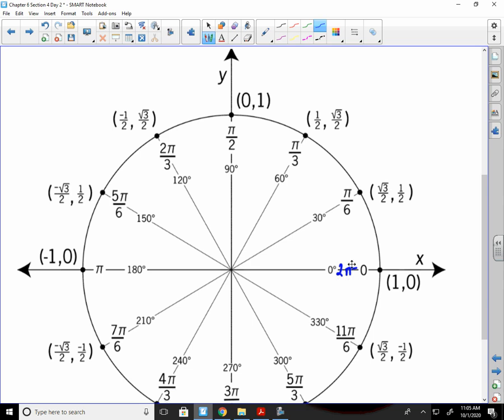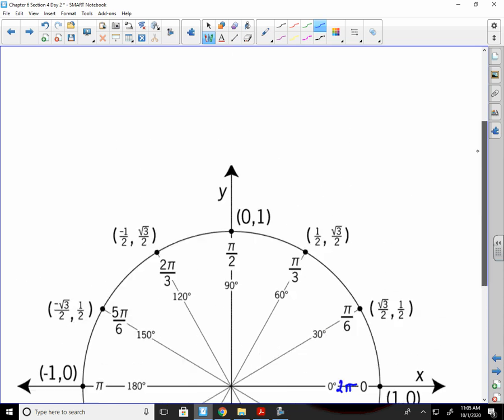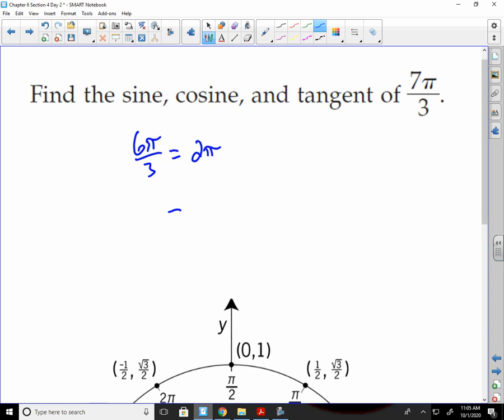So if I'm doing 7 pi over 3, it's got to be further than a full circle, which then tells me that in order to find 7 pi over 3, the easiest way to do it is to then subtract 6 pi over 3 from that.